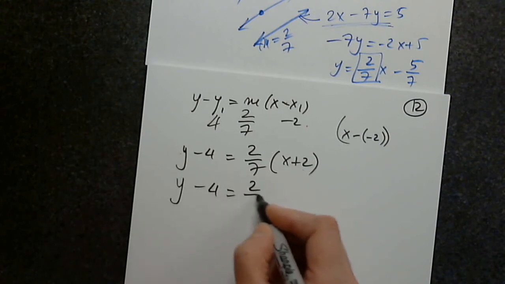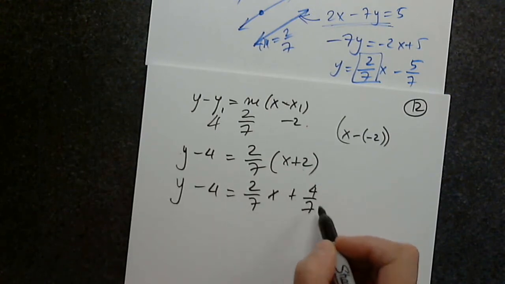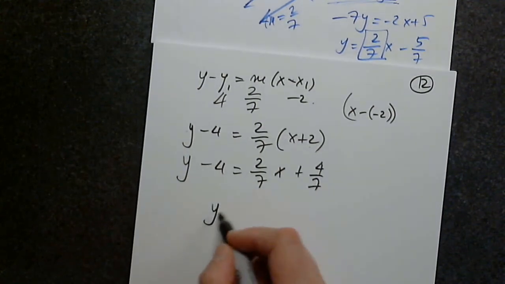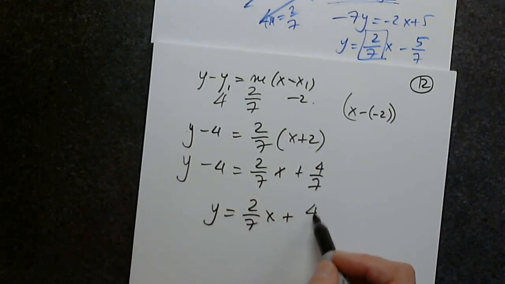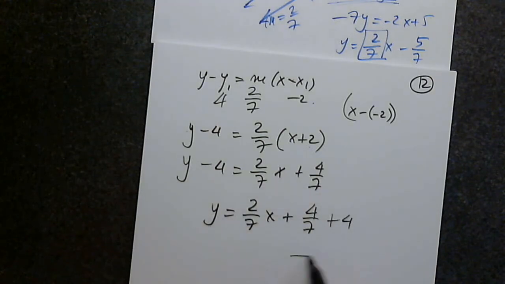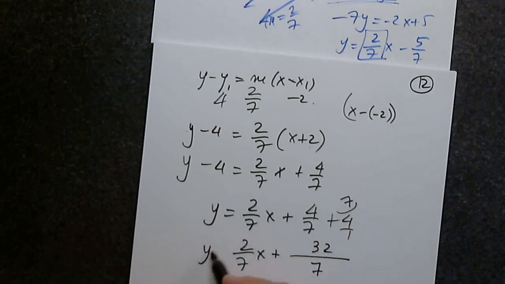So y minus 4 equals 2 over 7x plus 4 over 7. And then I have to bring 4 over. So y equals 2 over 7x plus 4 over 7 and plus 4. Remember, the least common denominator is 7. This needs to get a 7 because it's over 1. So 4 plus 28, 32. This is the equation of the line passing through the given point negative 2 comma 4 and parallel to the given equation. Now, can I ask you a question? Yes. Would you rather have us leave it like that, or do you want to change it to a mixed number? No, that's fine. 32 over 7 is good.